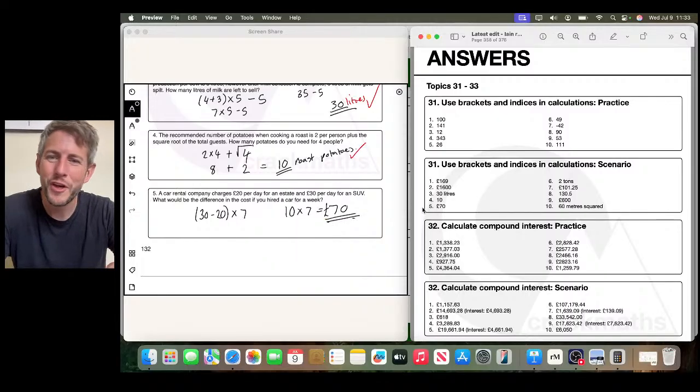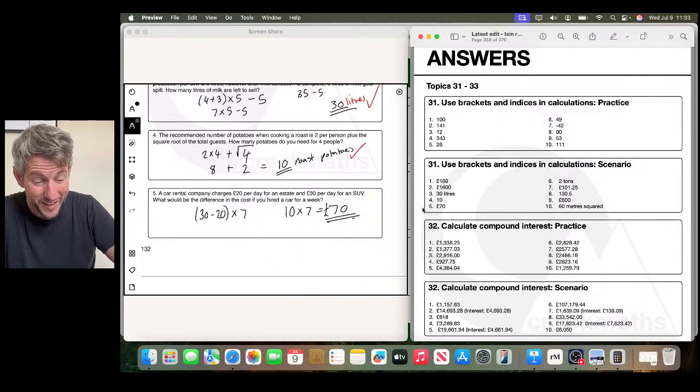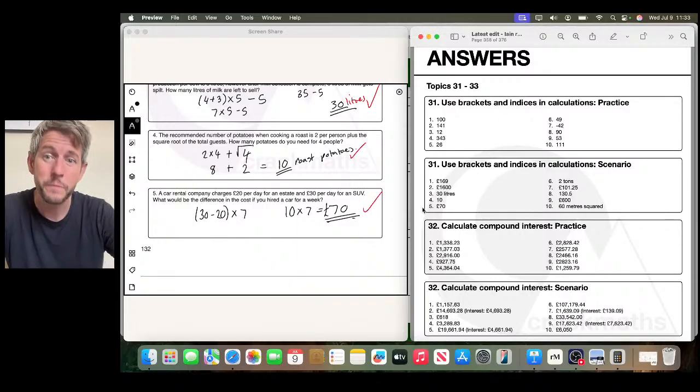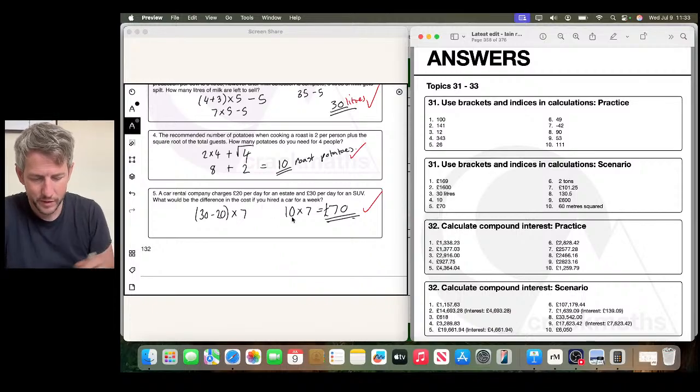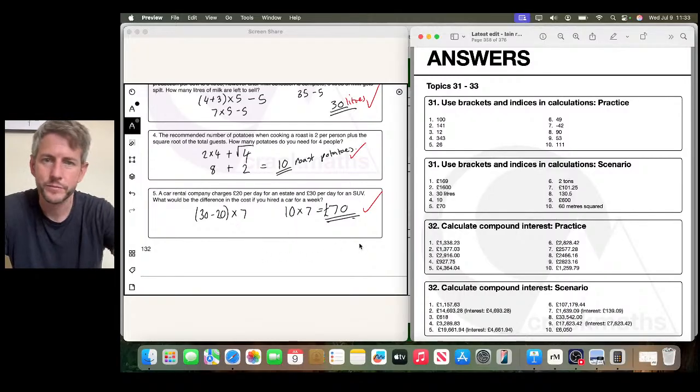This is one of the annoying things about when they always say check your working. I didn't actually check my answer to that one. So that is an important message that we should go back and check through things. Okay, so here we go. 30 take away 20 times 7. And then, yeah, there we go. We have got the correct answer.